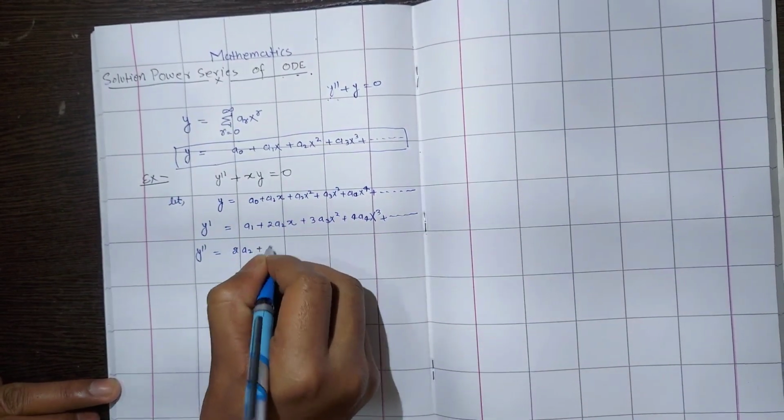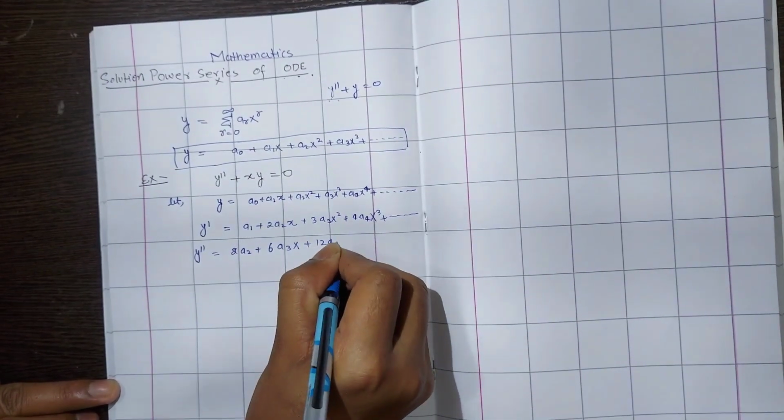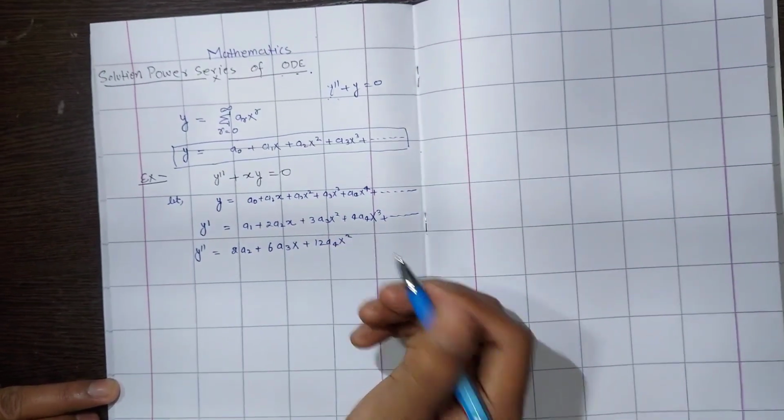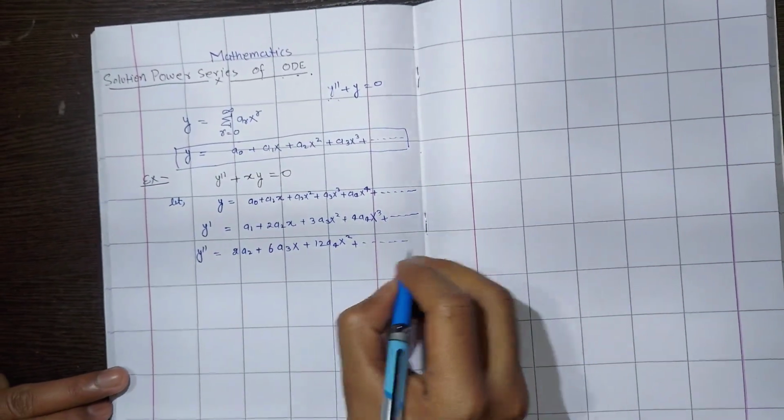Then 6 times a3x plus 12a4x square, and in this way you can also write it expanded.